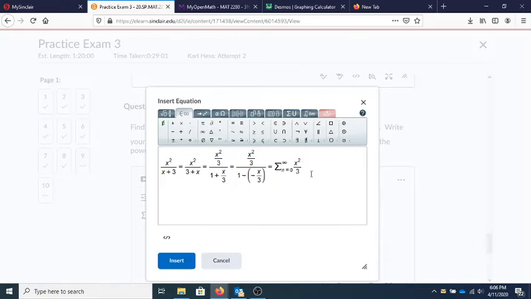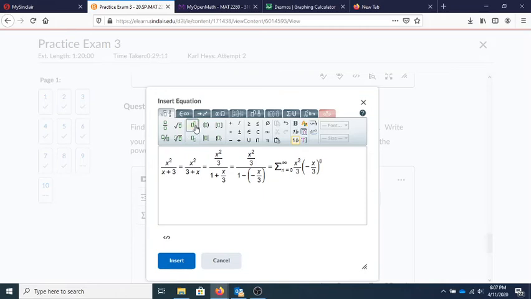Then I need to say times. Well, if I leave this stuff in parentheses, that'll communicate the times part. But I need to give that a power of n. Now that is my power series. But generally we like to have x to the n by itself, so we'll apply the n to the negative. That gives us a negative 1 to the n.